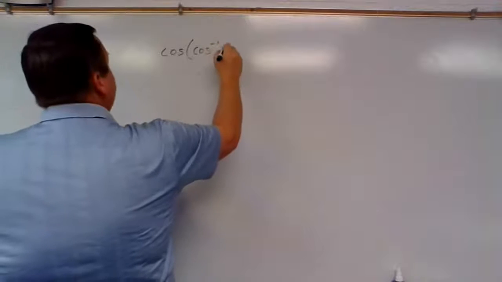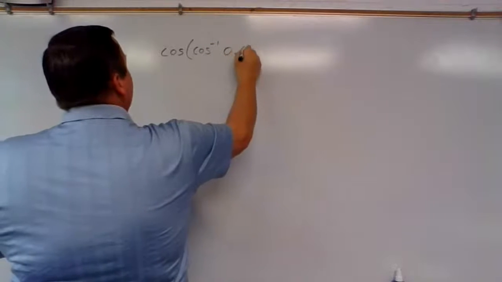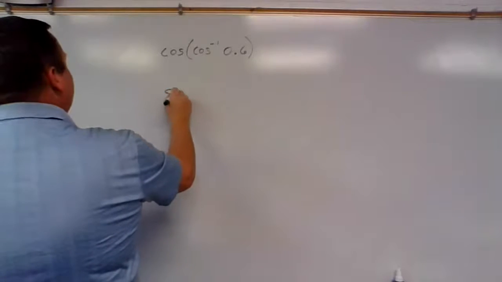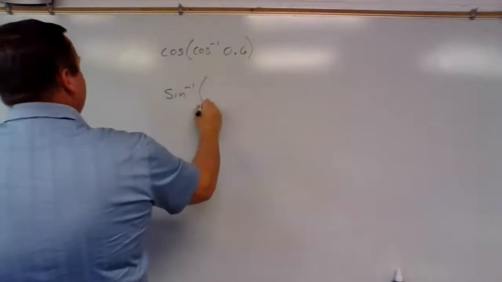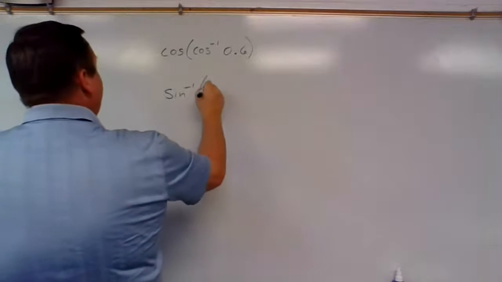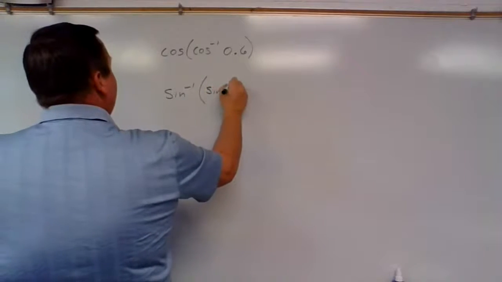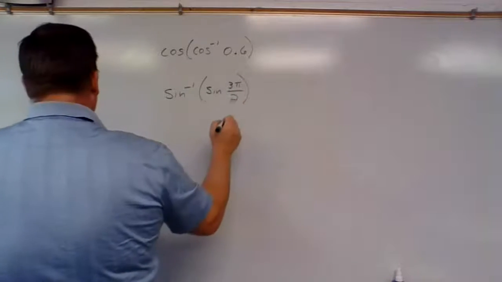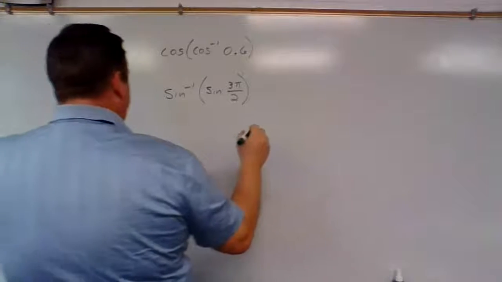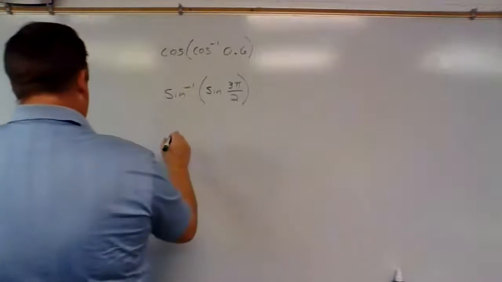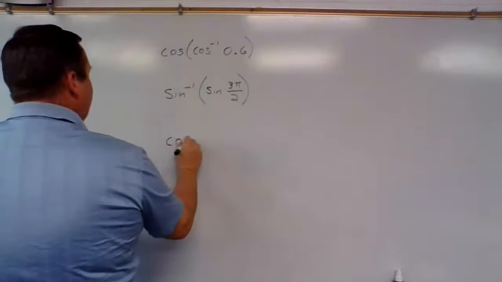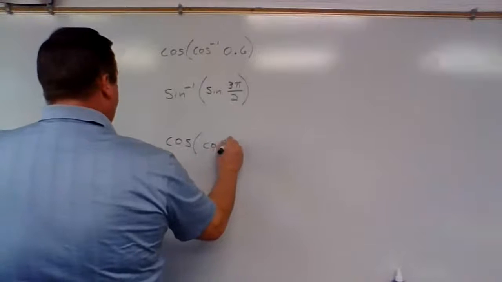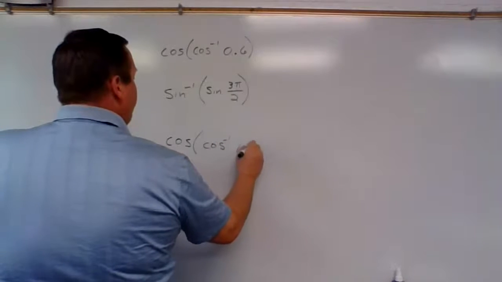Cosine of arc cosine 0.6. This time we're going the other way. Arc sine of sine 3 pi over 2. And last one, cosine of arc cosine 1.5.